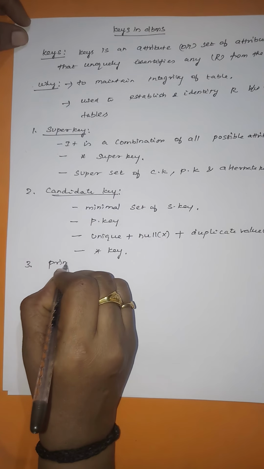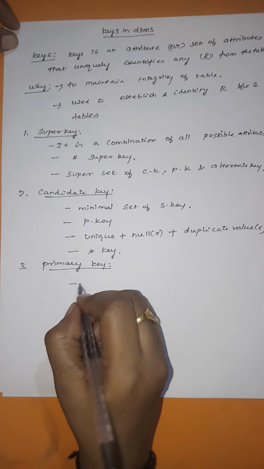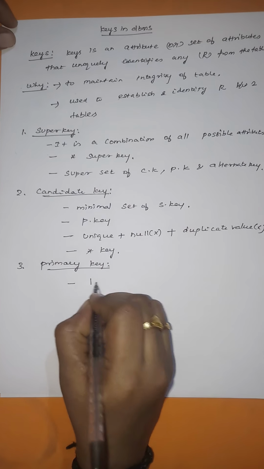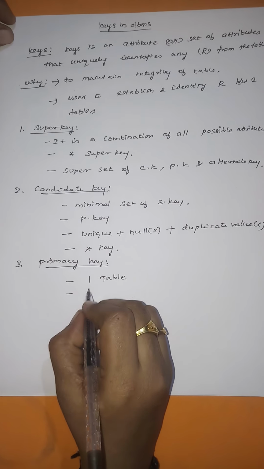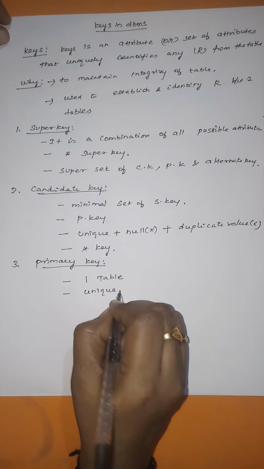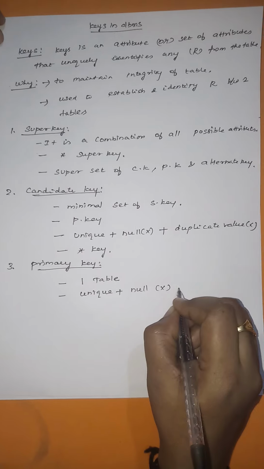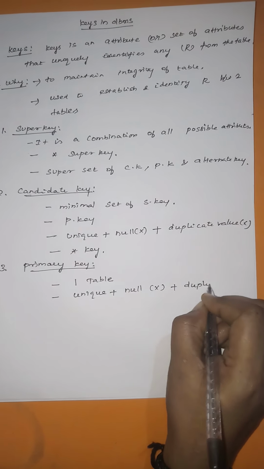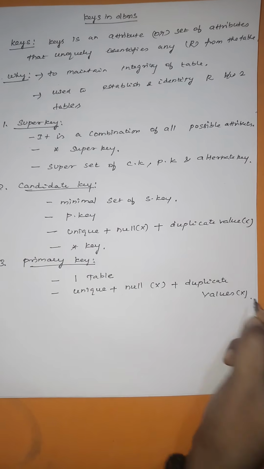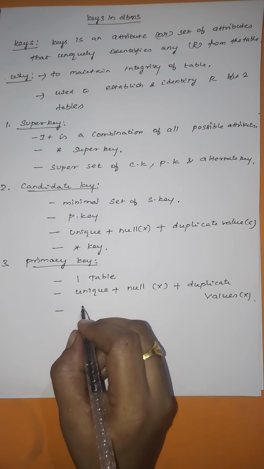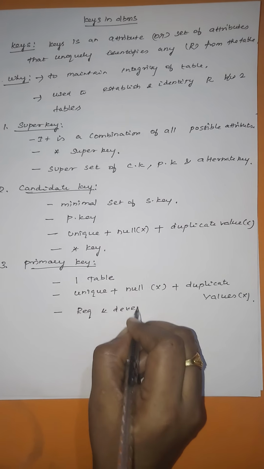Next key is the primary key. The primary key is only one key in one table. The properties of the primary key are: it's a unique key, it cannot accept null values, and it cannot accept duplicate values. The selection of the primary key is based on the requirements and the developers.